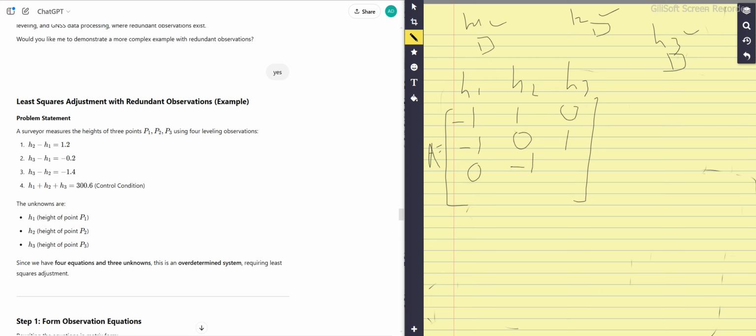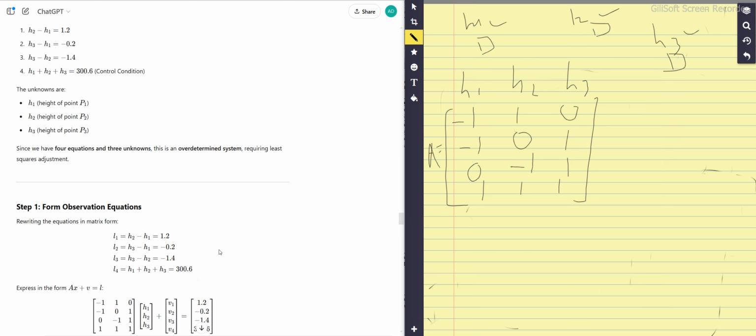We have coefficient of 2 minus h1, and for h2 rather. Then h3, we have 1. So then finally for the third equation, we have all of them. So you see now, this is our A matrix. This is the A matrix for that equation.